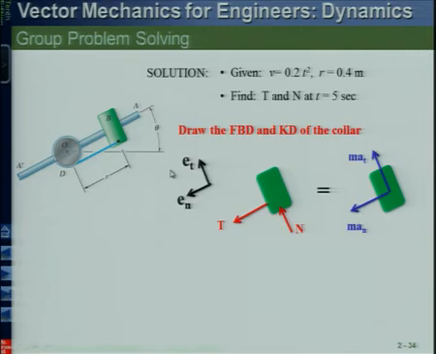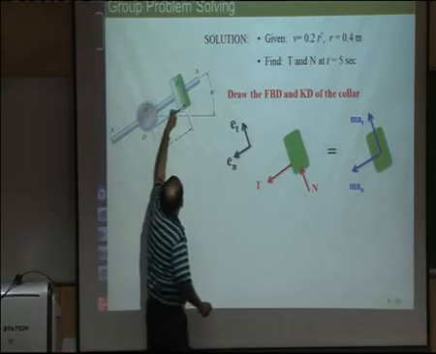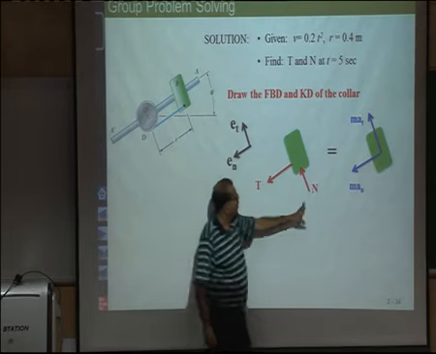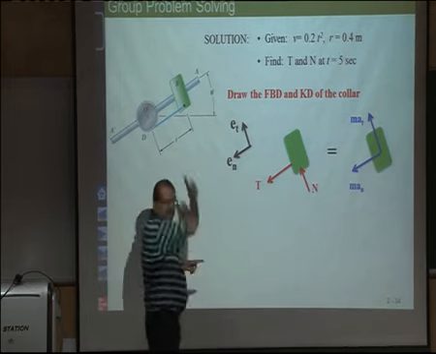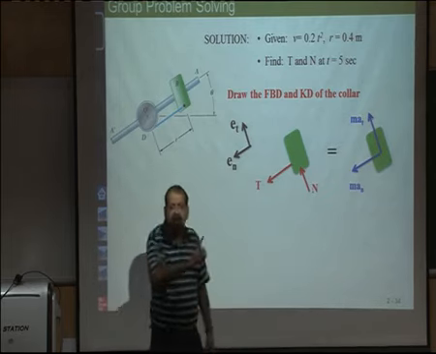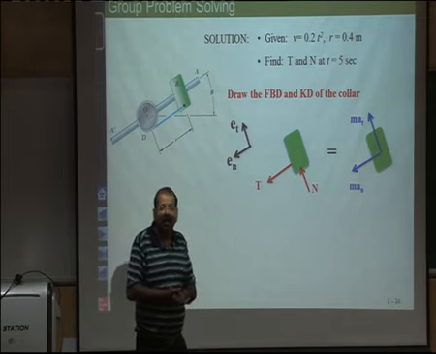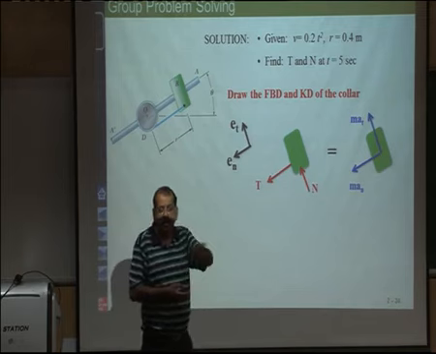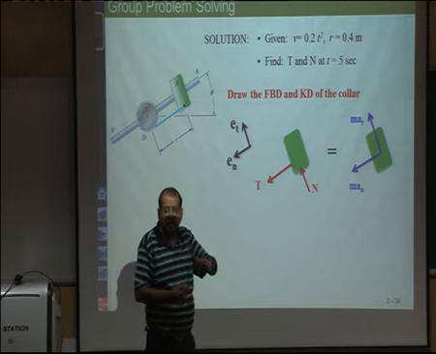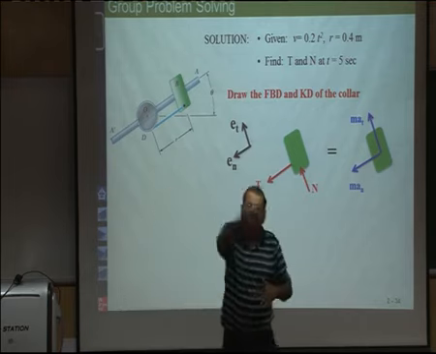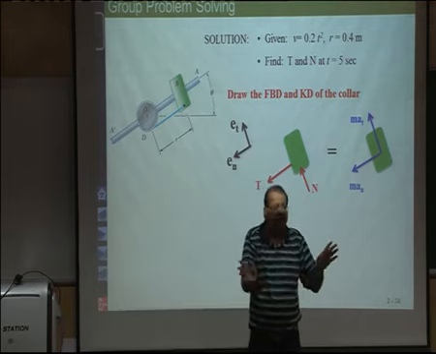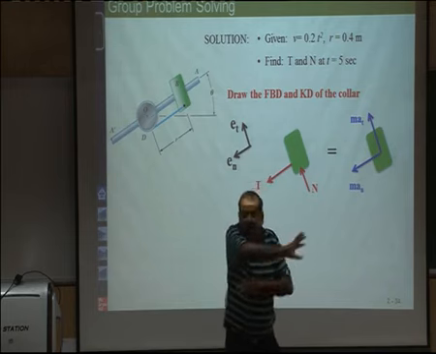So on the collar, when I draw the free body diagram, there is a tension acting and there is a normal reaction which is coming from the rod on the arm. Why have I not shown any weight? Because this is moving in the horizontal plane. So there will be a vertical normal reaction which will be equal to the weight, which is taken care of in this. So it does not affect the motion.